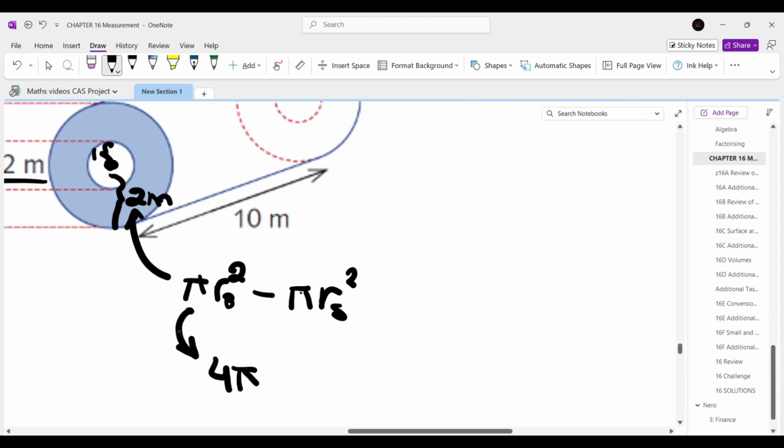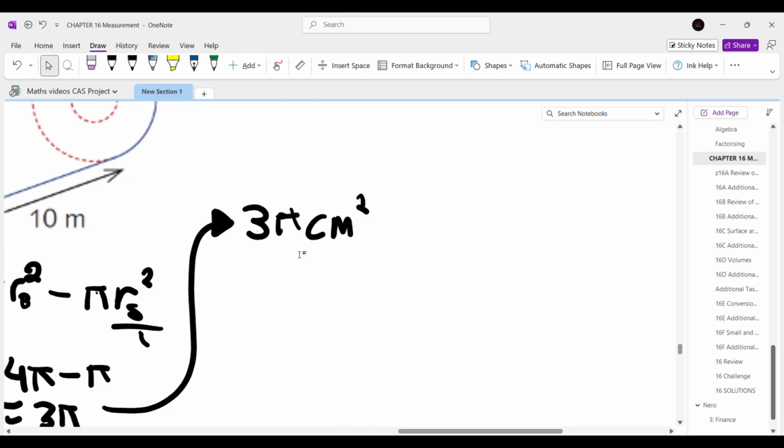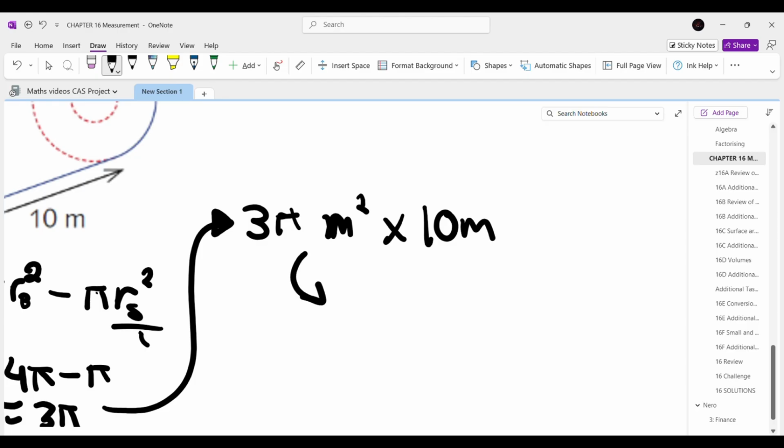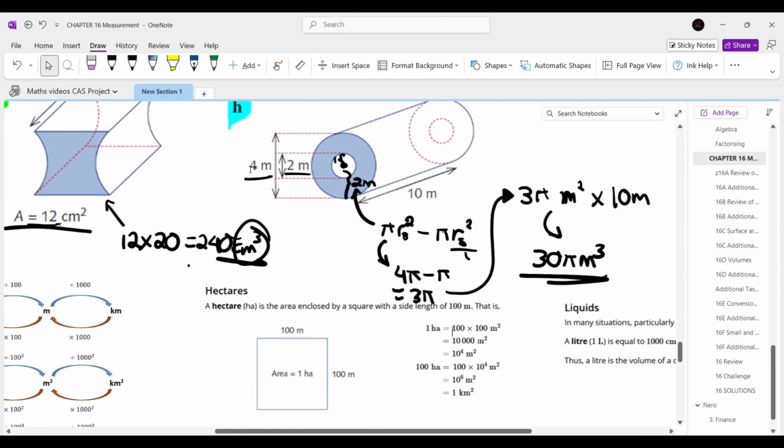So it's just 4 pi minus pi, because 1 squared is still 1 and 2 squared is 4. It just becomes 3 pi. Then we've got our area of 3 pi centimeters squared. Oh, sorry, not centimeters, it's meters here. Just make sure you're paying attention to these units, or you can stuff it up like I did. So it's 3 pi meters squared times 10 meters, which gives us 30 pi meters cubed. And you can simplify this using a calculator if you want to.